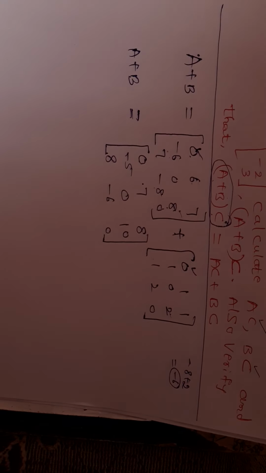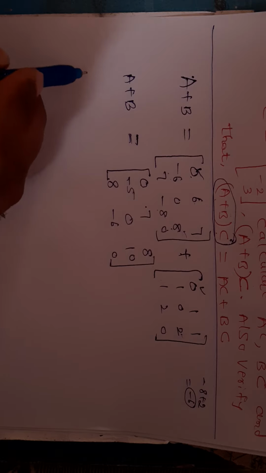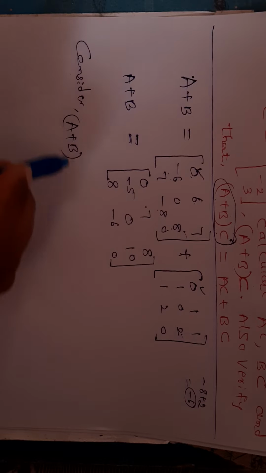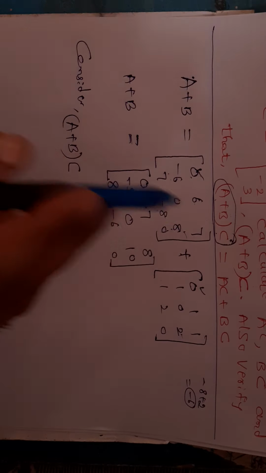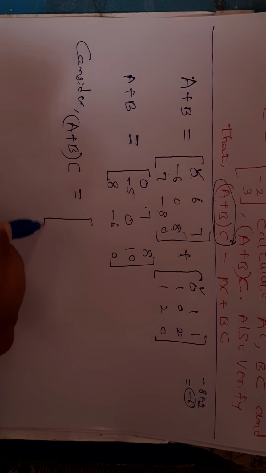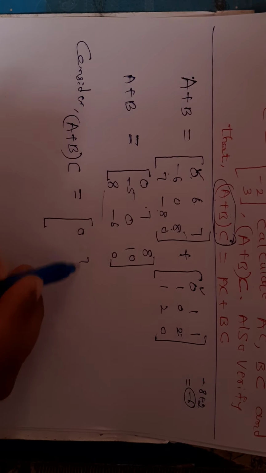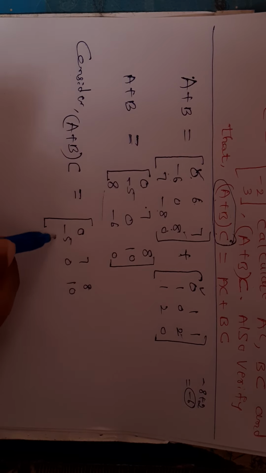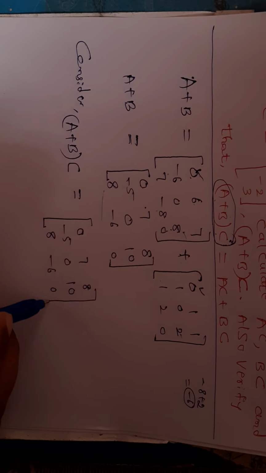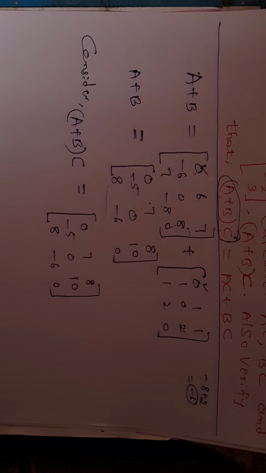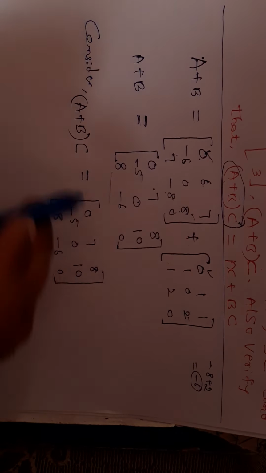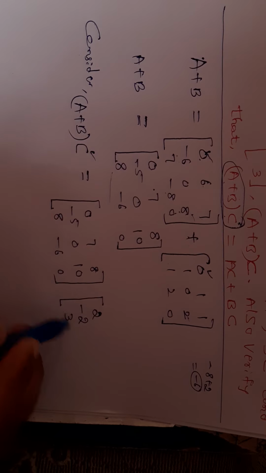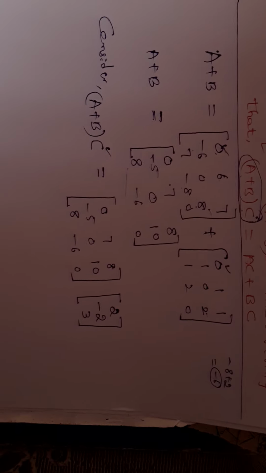So next, A plus B into C is there. So now I will calculate that one. Consider A plus B into C. So actually this is our LHS here. I will write A plus B, this matrix, once again: 0, 7, 8, minus 5, 0, 10, then 8, minus 6, 0. So this is A plus B. Then C is the matrix 2, minus 2, 3.